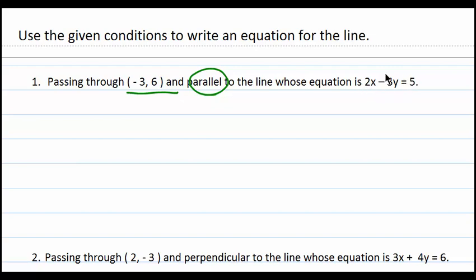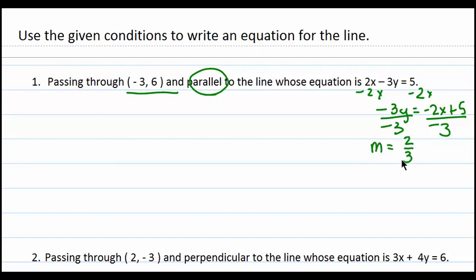So I can put it in slope-intercept form, subtract my 2x from both sides. So I have -3y equals -2x plus 5. Divide everything by -3. But really the only thing that I want here is my slope. So my slope here is 2/3. Now, it does say that it's parallel. So since it says that it's parallel, I know I'm going to use the same exact slope.